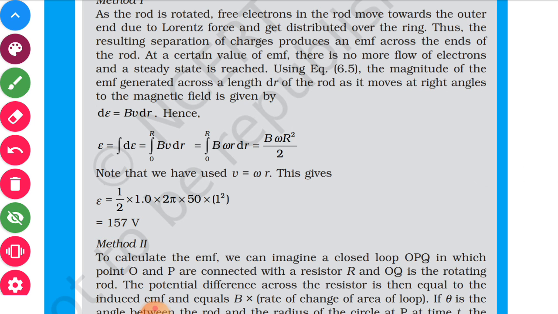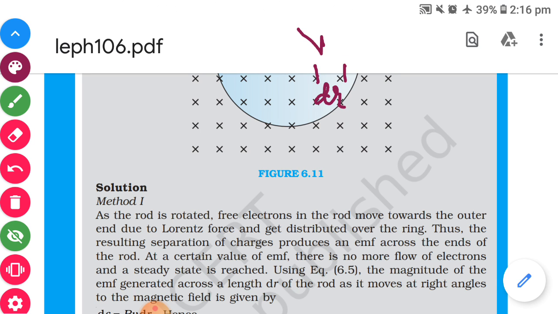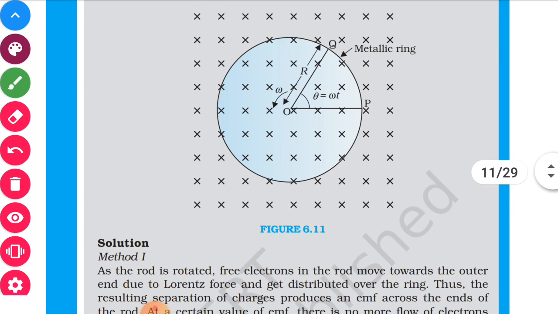Say for example you consider a very small segment of this rod, which has length dr. Now it is rotated in this particular direction, in a circular direction.